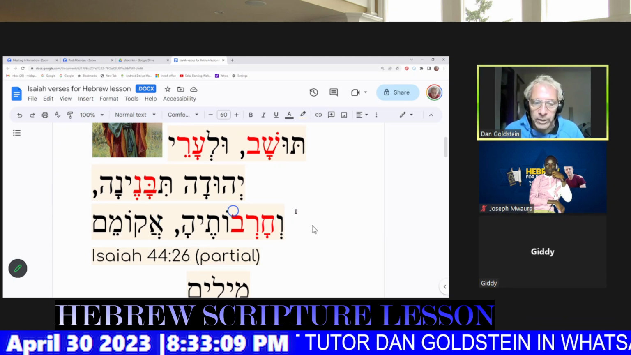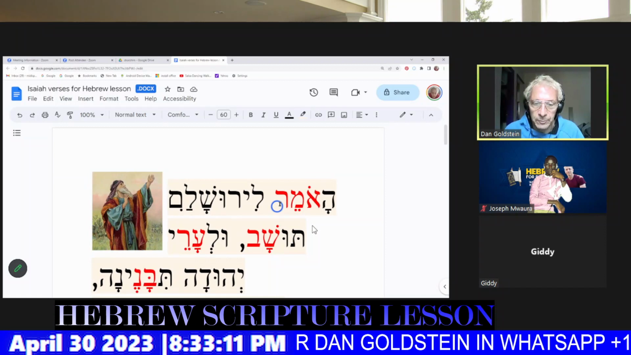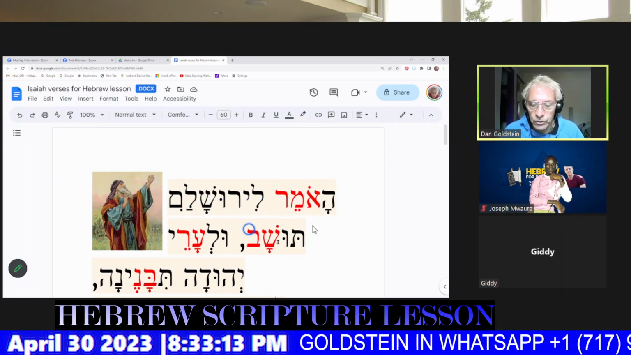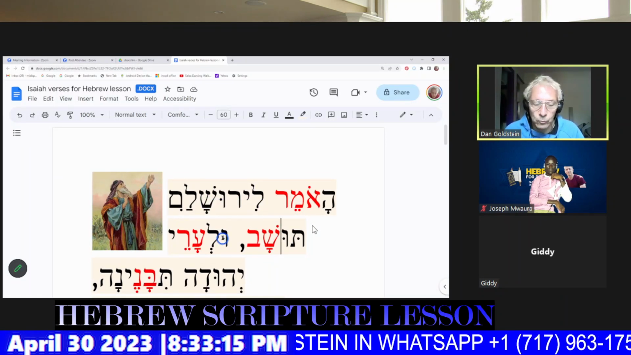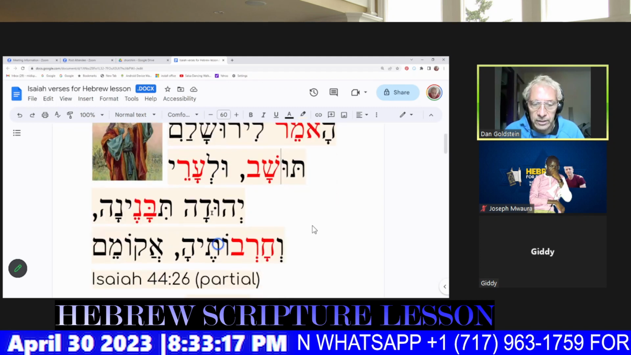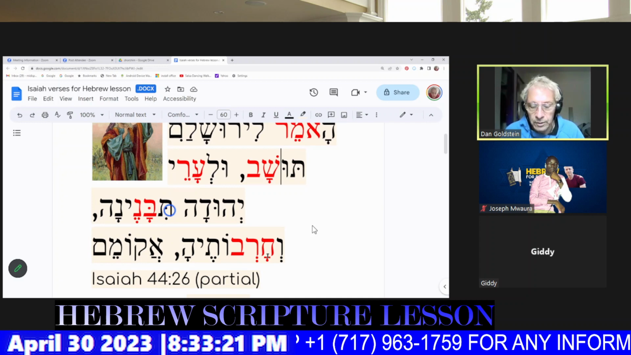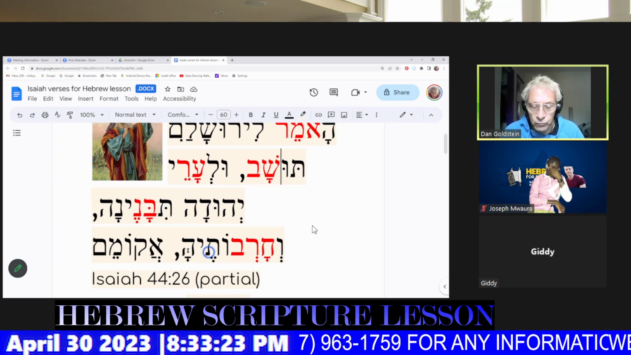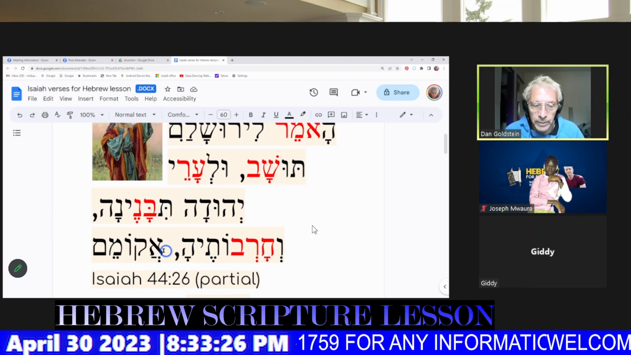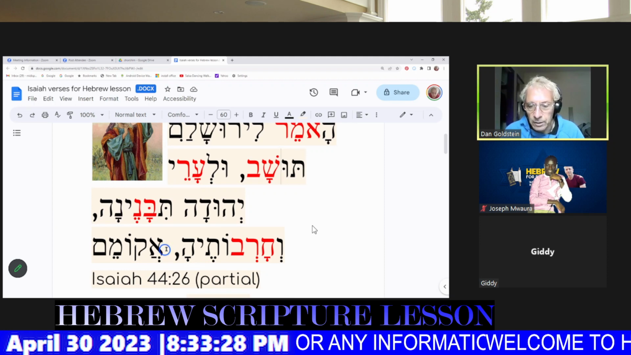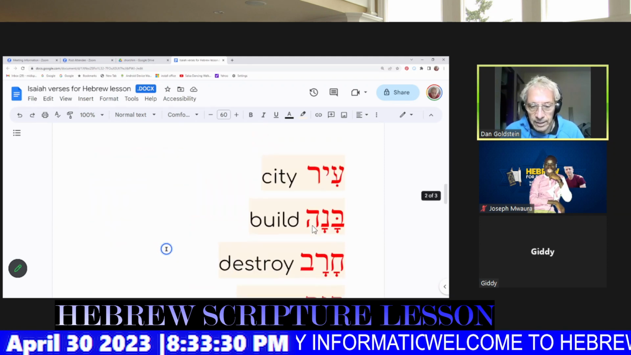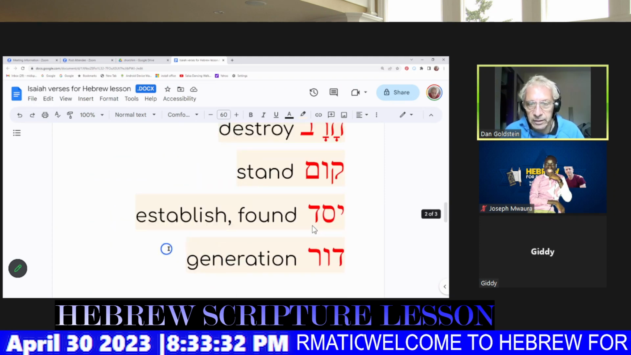Ha'omer l'Yerushalayim, let it be said to Jerusalem, Tushav, you shall be settled. Ule'arei Yehuda, and to the cities of Judah, Tibanena, you shall be built up. Ucharvoteha, and your destroyed places, akomem, I will raise up. Amen. And the second verse, kindly, Gideon.